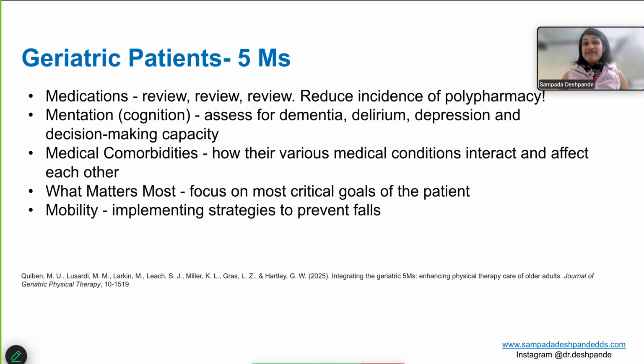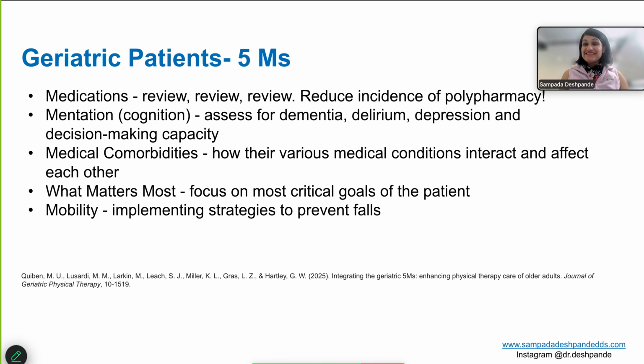These are the 5 M's of geriatric patients that the medical community follows, which is important for us to know. What medications are they on? Review, review, review. Reduce the incidence of polypharmacy at all costs. Mentation. What is their cognition like? Are they starting to show decline? Assess for dementia, delirium, depression, and their decision-making capacity.